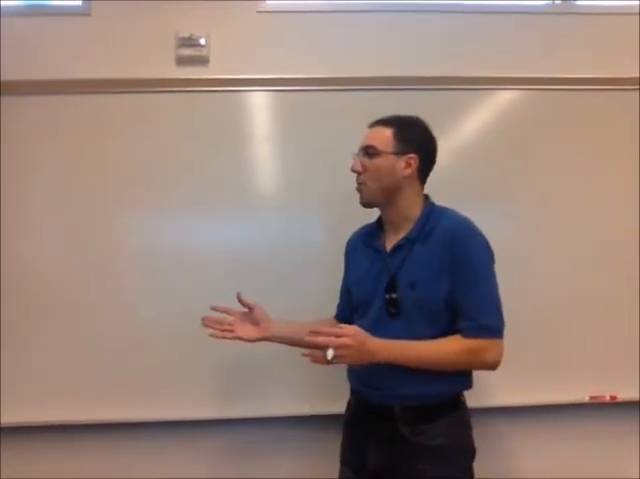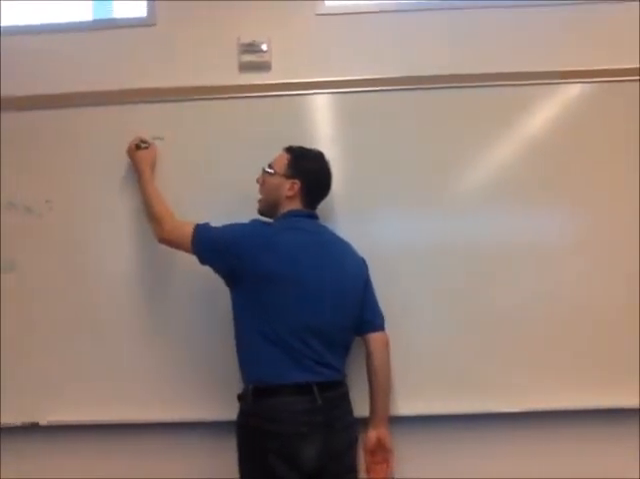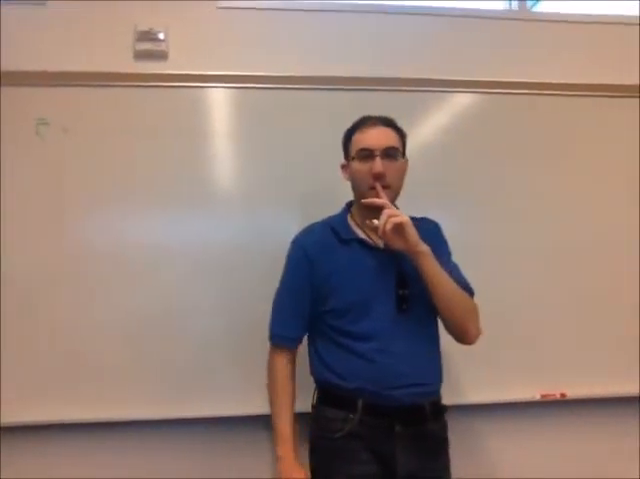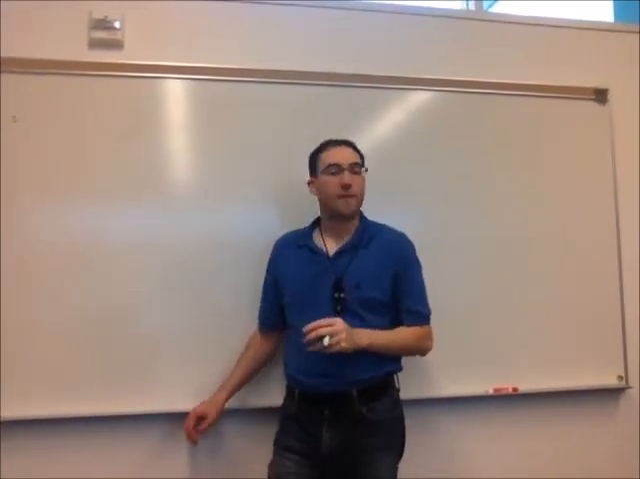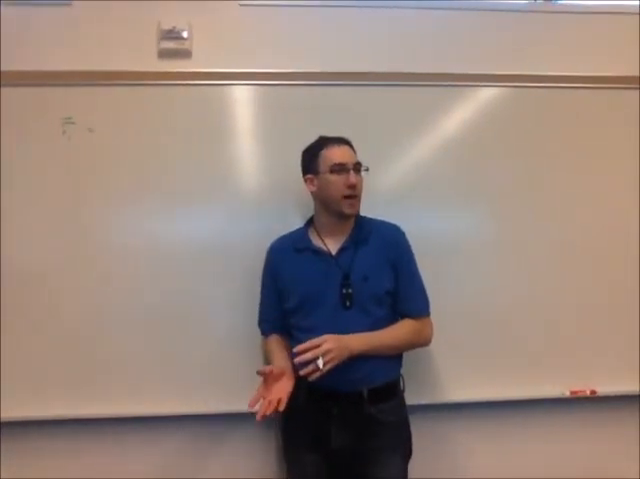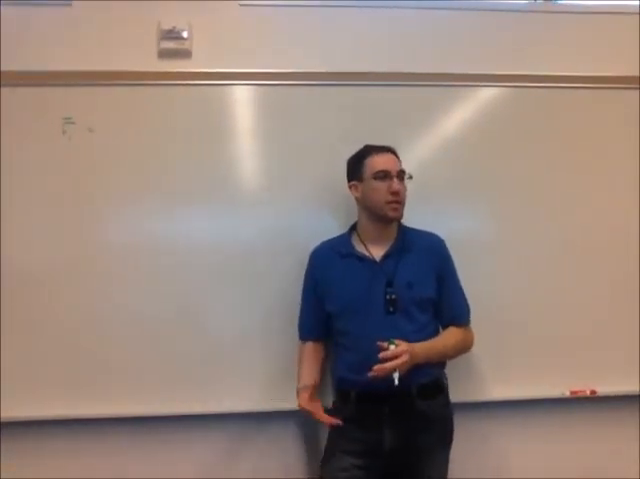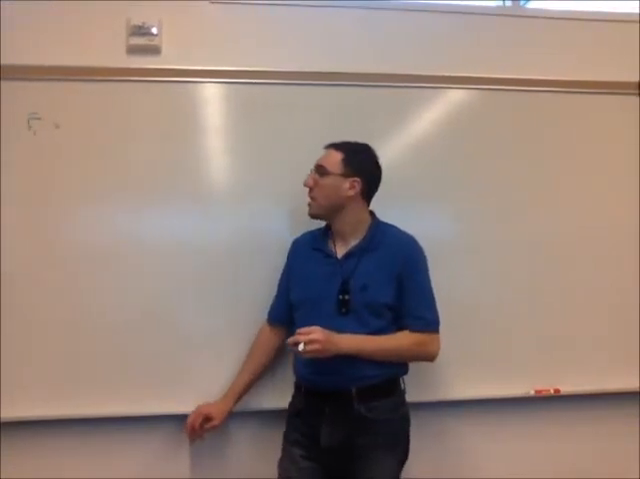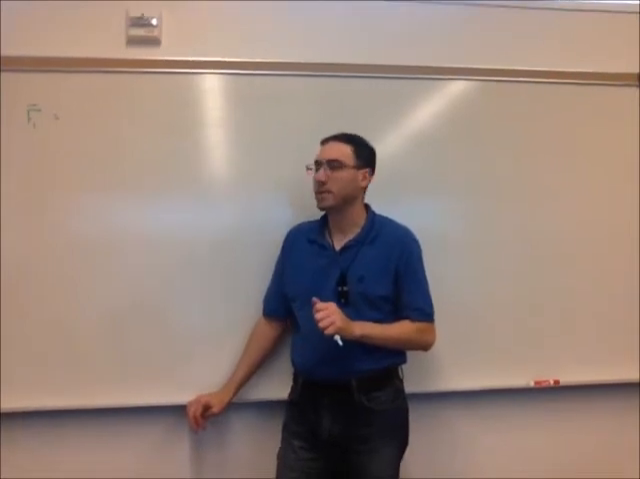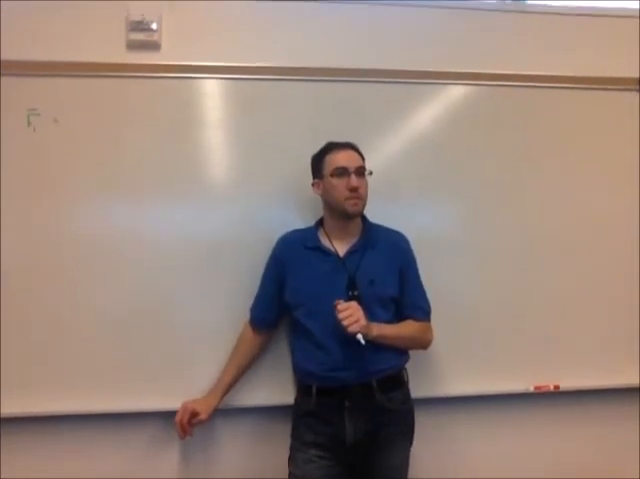So let's start with the easier one, F1. We need to find F1 as a vector. So we need to find how much of F1 is in the i direction and how much is in the j direction, which is to say how much is in the x direction and how much is in the y direction. Let's start with the first part. How much of F1 lies along the x direction?